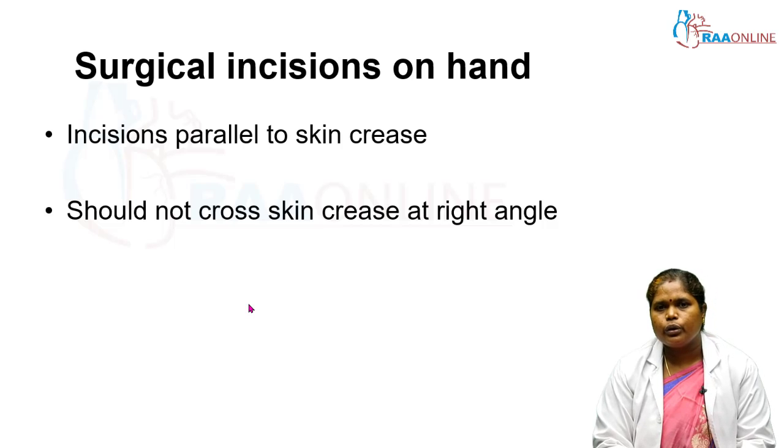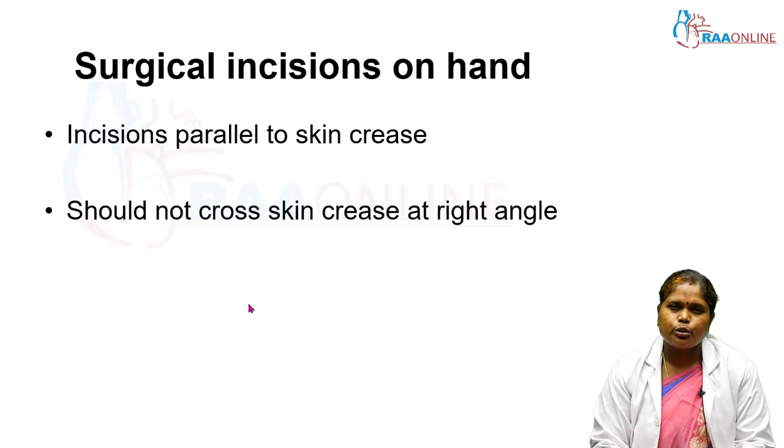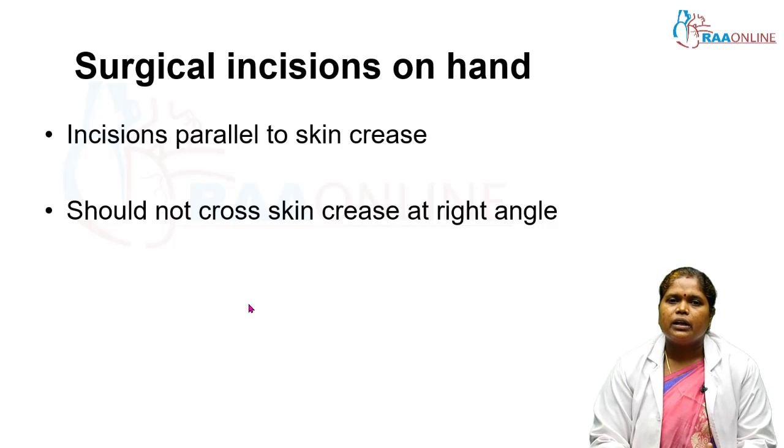If you are going to make an incision, the incision should be parallel to the major skin creases. Like if you take the palm, you have major skin creases, right? So, the incision should be parallel to the skin creases. It should not be at a right angle. It should not cross the skin creases at a right angle. Okay. So, if it is parallel, the healing will be faster and there will not be an uglier scar.